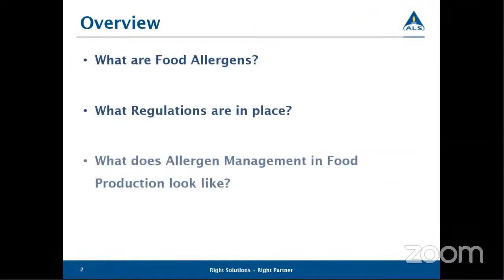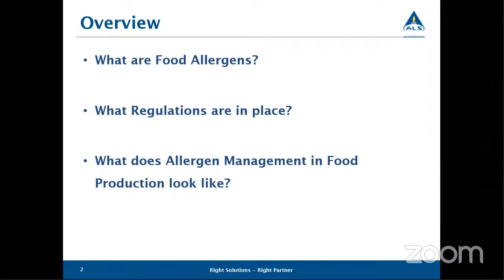So first of all, I'm going to give you an overview of what we're going to talk about. We're going to talk about food allergens, what they are and why they're important. Then we'll go through some of the regulations that are in place here in the US for controlling food allergens. And then what does food allergen management look like in food production, and some different strategies of how you can improve your food allergen management, how testing plays into that, how sampling can affect that, and also talk about exactly how that testing works to help you understand it better.